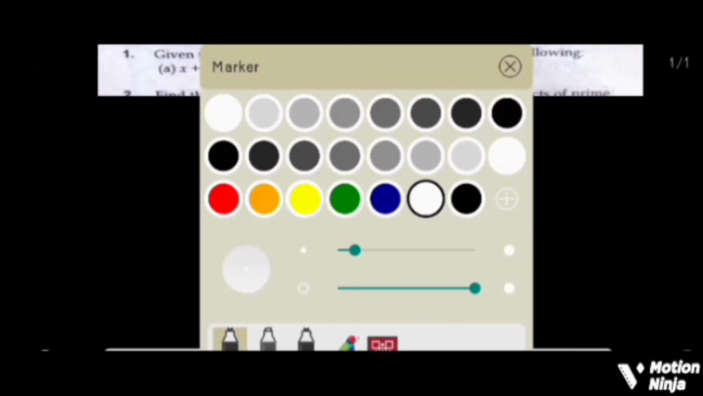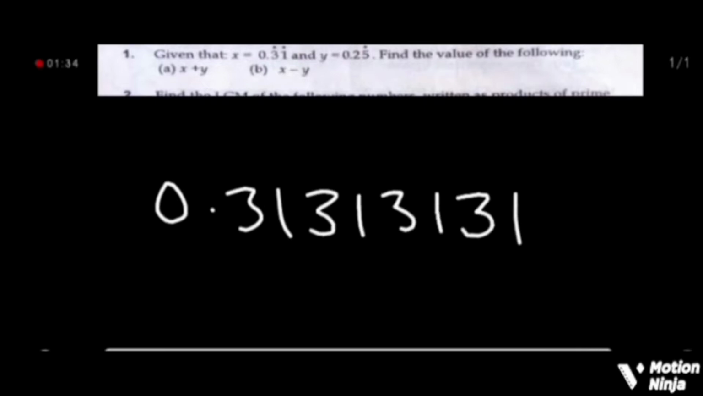Remember that in x, 0.31, for example, let us see, 0.31, these two numbers are repeating. This means that they are repeating up to infinite. 31, for example, here will be 0.31, 31, 31, 31, 31 up to infinite.